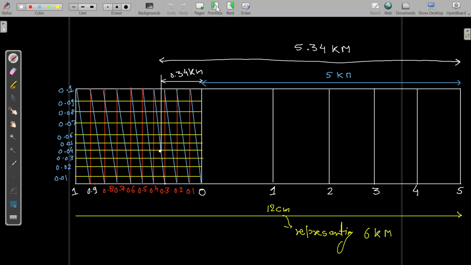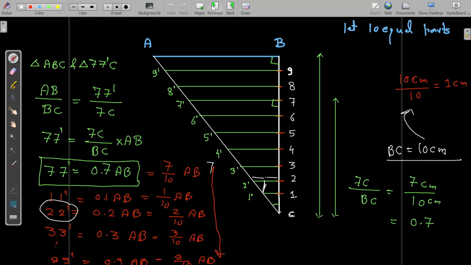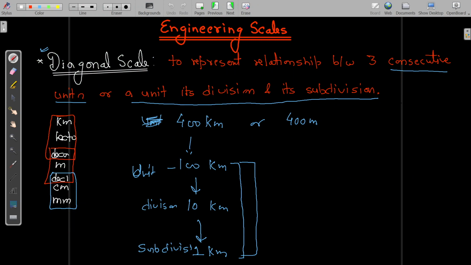In case of diagonal scale, we are able to represent 3 units. Okay, so it is giving more precise reading as compared to the plain scale. In plain scale, we are just able to represent the relationship between 2 consecutive units. On the other hand, in case of diagonal scale, we are representing the relationship between 3 consecutive units. Okay, so this is the overall idea of diagonal scale.